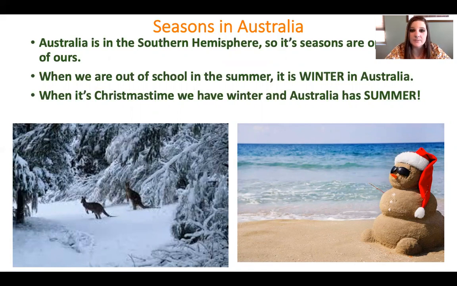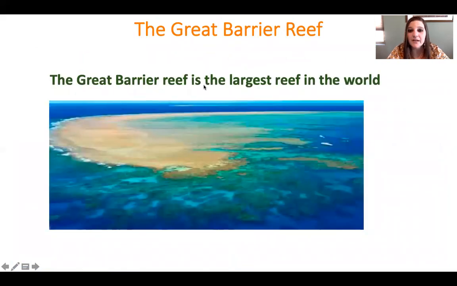And then when it's Christmas time here in the winter, we have winter, right? But in Australia, when we have winter, Australia has summer. So it is the opposite seasons in Australia, okay? Pretty interesting, huh? The Great Barrier Reef is the largest reef in the world. And this just goes to show you a picture of it.